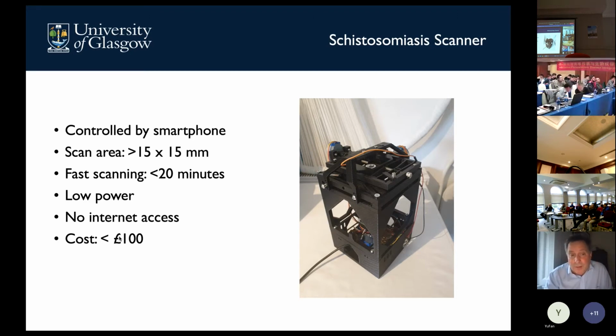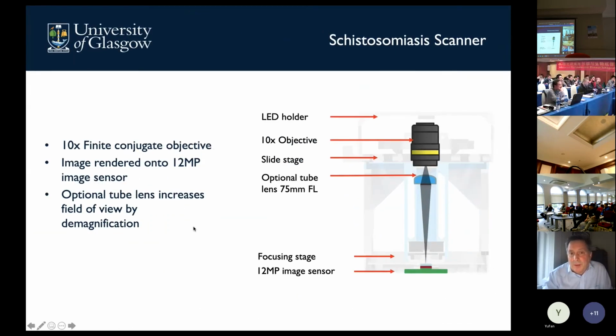It scans relatively fast, so we can scan a slide in about 20 minutes or so. And there is some very simple optics in there with a simple objective lens. We use a tube lens, which we use for demagnification to give us a larger field of view, and then we render the image down onto a simple CMOS 12 megapixel sensor that gives us high resolution images.